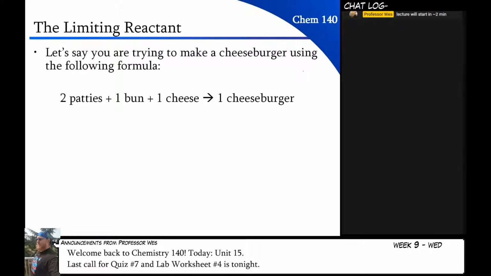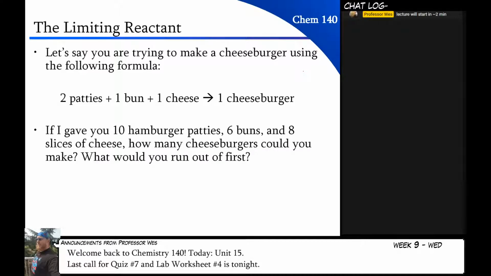Now, let's suppose that you had these ingredients. I have 10 patties, 6 buns, and 8 slices of cheese. How many burgers can you make? Well, if I do this, I'm going to run out of hamburger patties first, because with 10 patties, and each burger needs 2 patties, I can make at most 5 burgers, right?